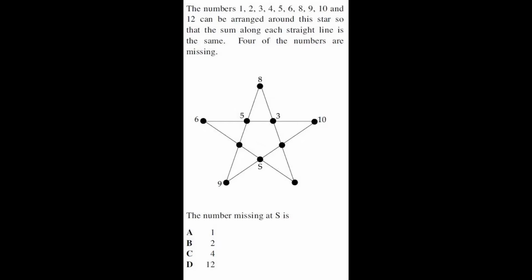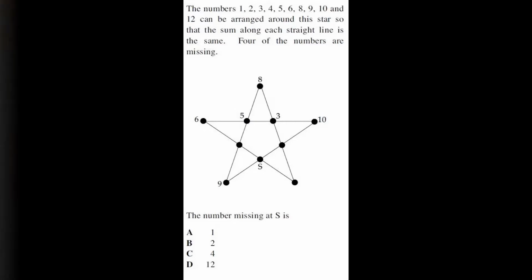Ultimately, as long as you know basic arithmetic, adding and subtracting numbers, you should be able to answer this. But I thought it looked interesting because of the way in which it's framed around this star. So the question reads: the numbers 1, 2, 3, 4, 5, 6, 8, 9, 10 and 12 can be arranged around this star so that the sum along each straight line is the same. 4 of the numbers are missing, and the question wants us to work out the number missing at point S. So we're given 4 options, and we simply need to work out what is the correct option.